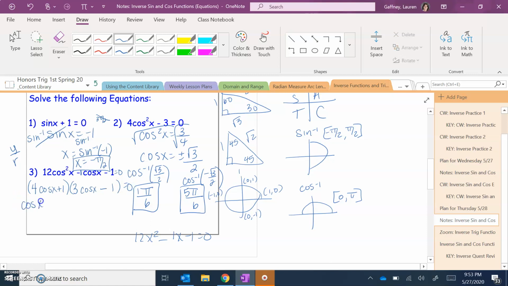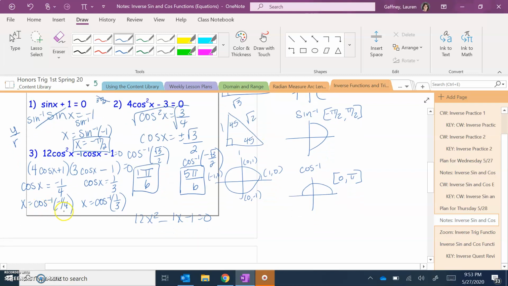So this would get cosine x equals -1/4. So we're doing cosine inverse of -1/4. And this one you would get cosine x equals 1/3. So you want to do cosine inverse of 1/3. Now, when you look at that, you're like, wait, they're not from my special right triangles. This would be a calculator problem.